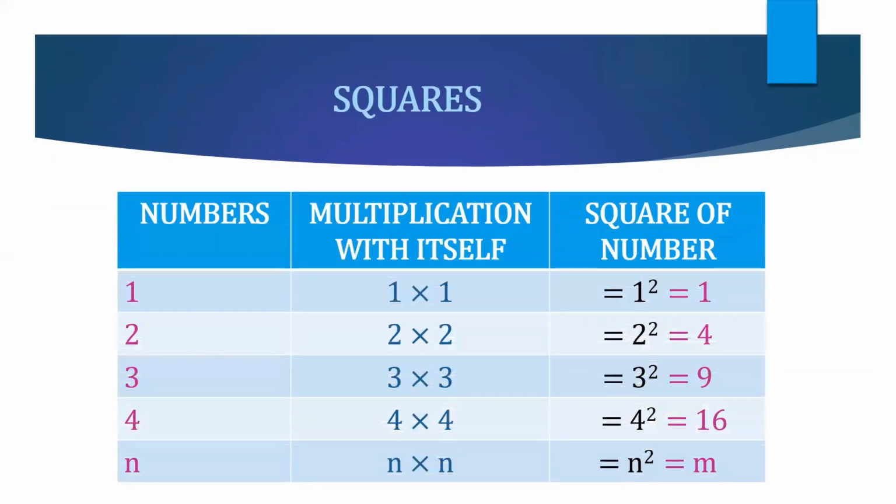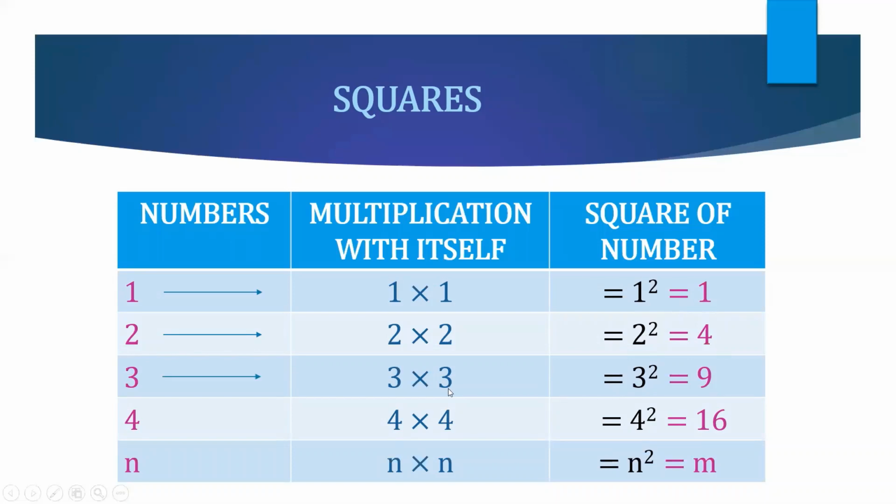Here in this table you can observe, suppose for the number 1, if we multiply number 1 with itself, that is 1 into 1, then is equal to 1 square, and the final answer is 1. So square of 1 is 1, or we can read it as 1 square is equal to 1. Same for number 2, 2 into 2 is equal to 2 square, and 2 square is equal to 4.